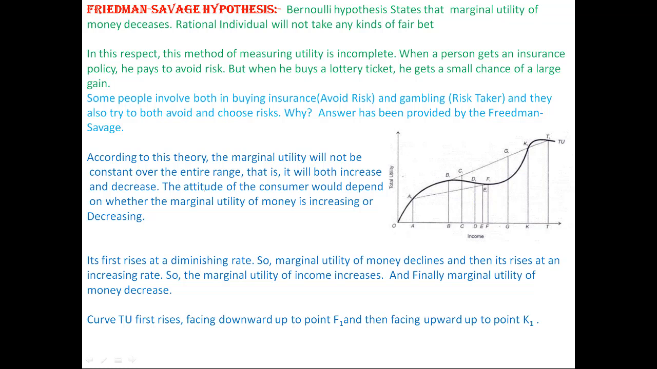Okay, this is all about the Friedman-Savage hypothesis. This preference means that an individual's preference can be of two types with various levels of income. One is risk averse, one is risk lover, and again risk averse with a high level of income. That is, here utility is decreasing, here utility is increasing, here utility is decreasing. This is the basic concept.